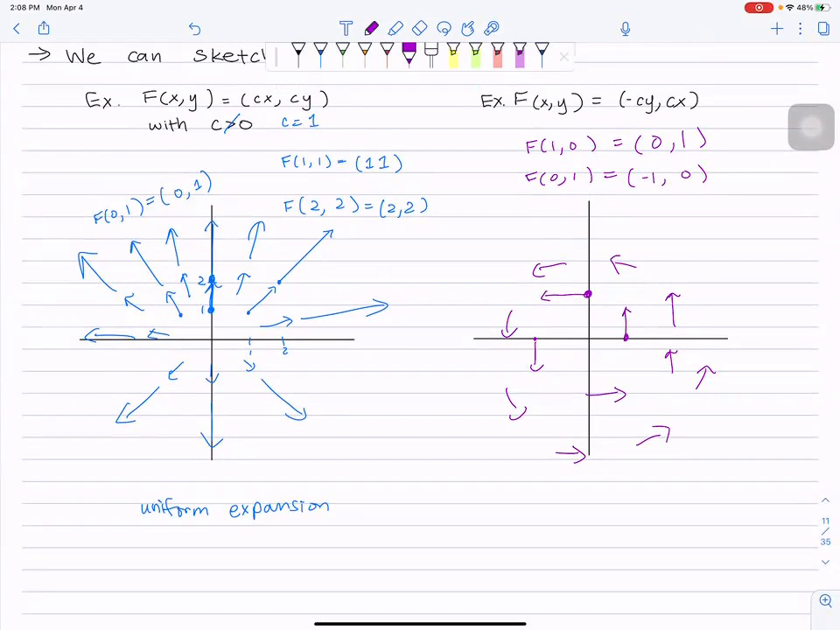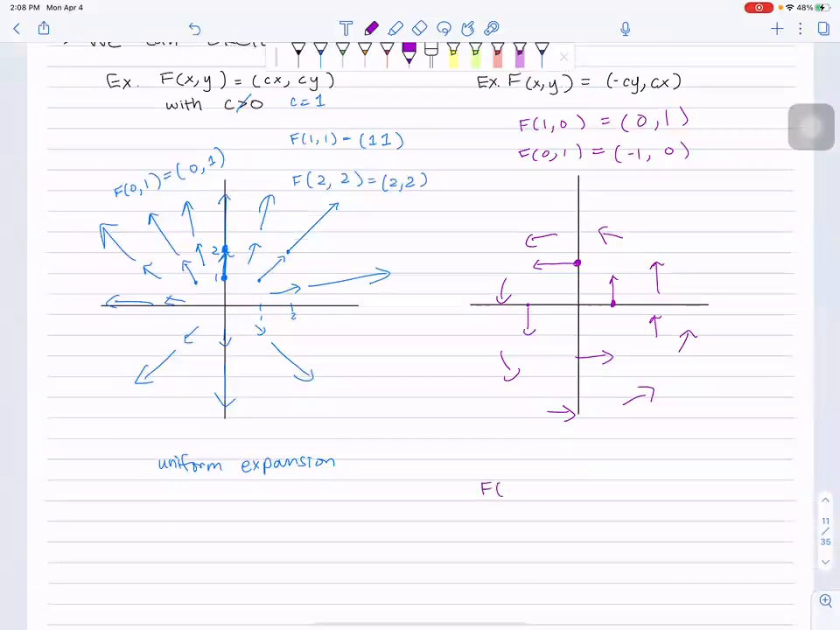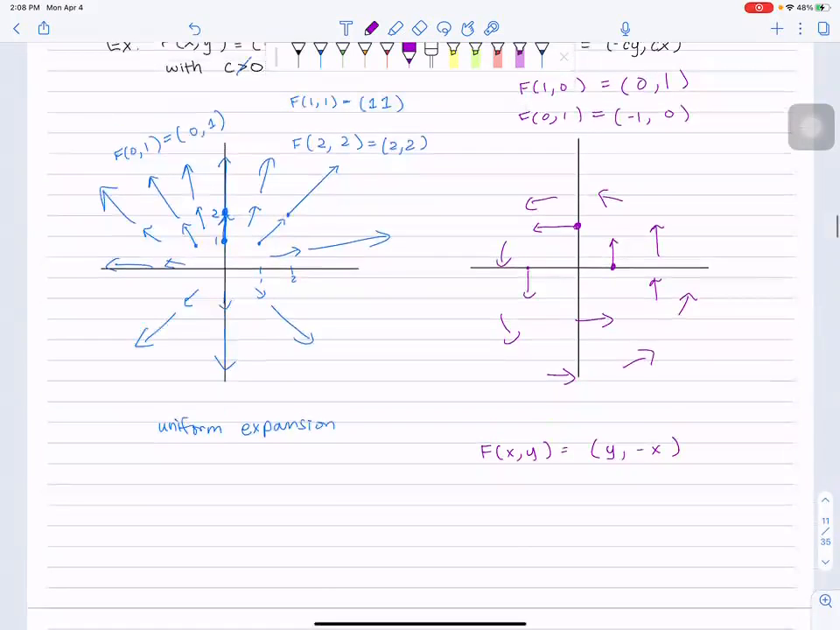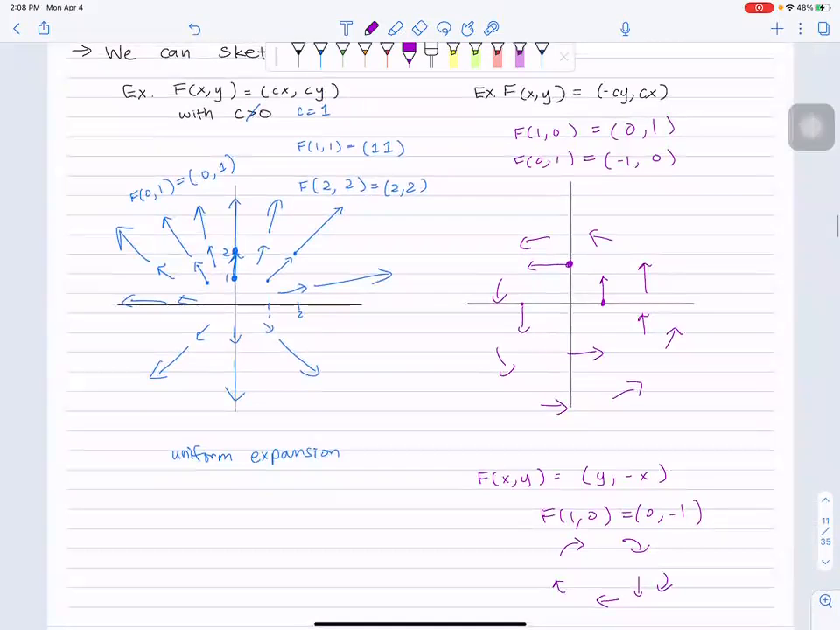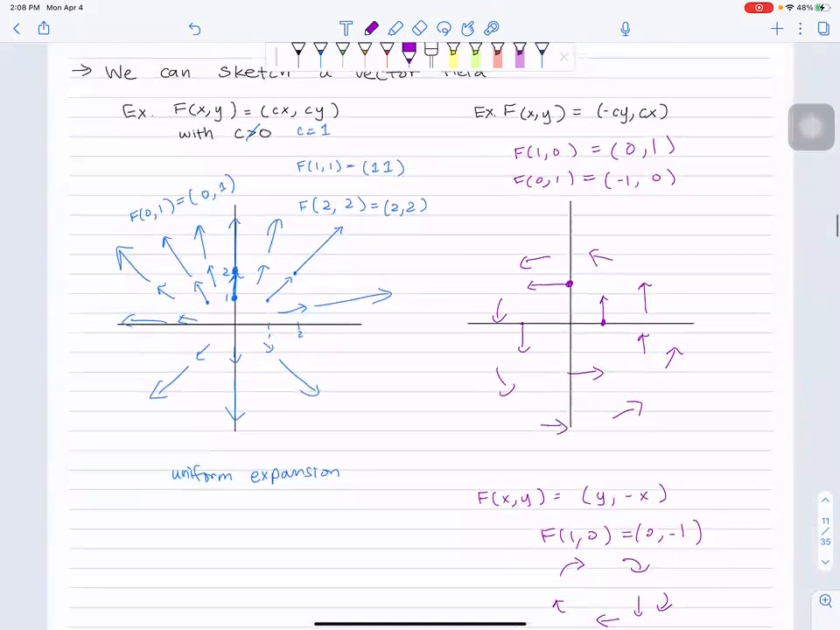Okay. Questions on those? Yep. The sign on the other one would be clockwise, or how do we determine? So yeah, if the sign was on the other one, so like y, -x, then at f of 1, 0, you get 0, -1. So yeah, it would be clockwise. Okay. Any other questions on this?